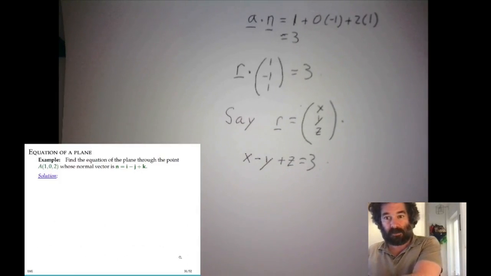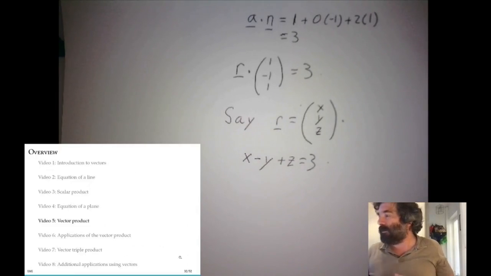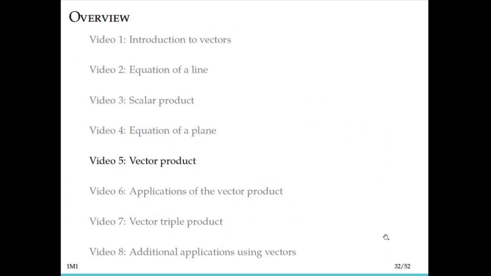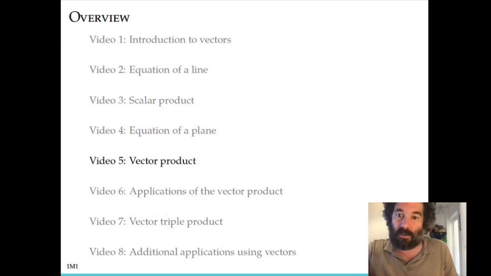Okay, so as I said, this is a short video just describing the equation for a plane, and we're going to come back to this later on in order to describe how we can write an equation for a plane when we just know 3 points on the plane. But in order to do that, we first have to introduce something else, which is called the vector product. And this is another way of multiplying vectors together, which gives another vector rather than a scalar.